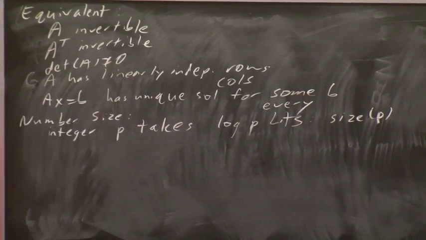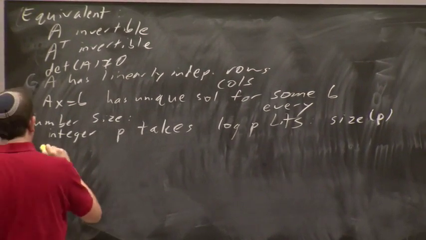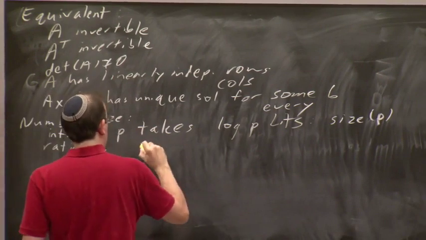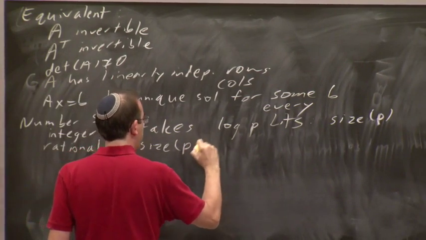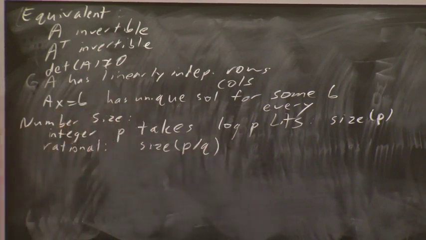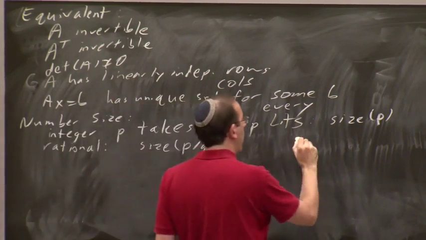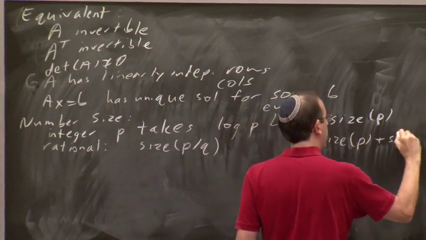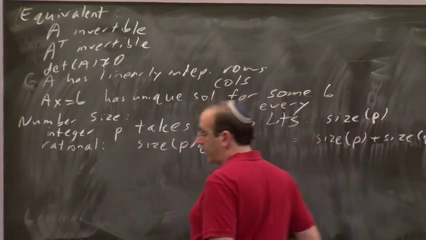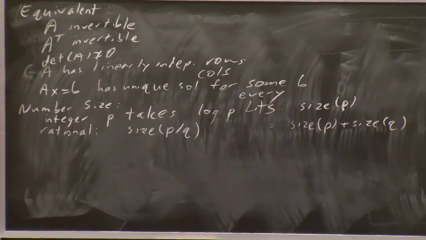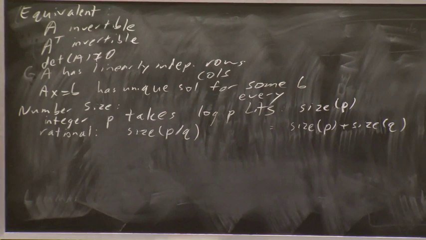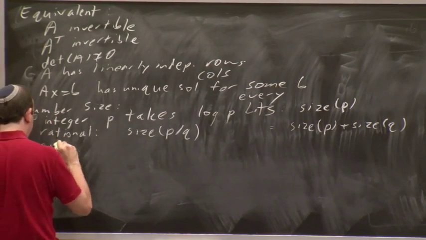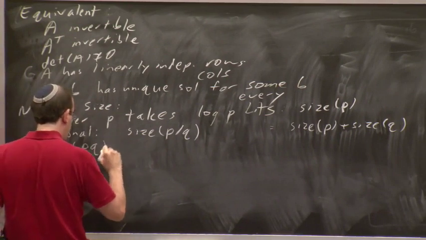Okay. Now, if we have a rational number, we can talk about the size of p over q. Okay, a rational number written as p over q. Well, obviously, we can write that down by writing down p and writing down q. So that lets us talk about the number of bits we need to use to write down a rational number. Now, what if we have a product? Can we say anything about the size?